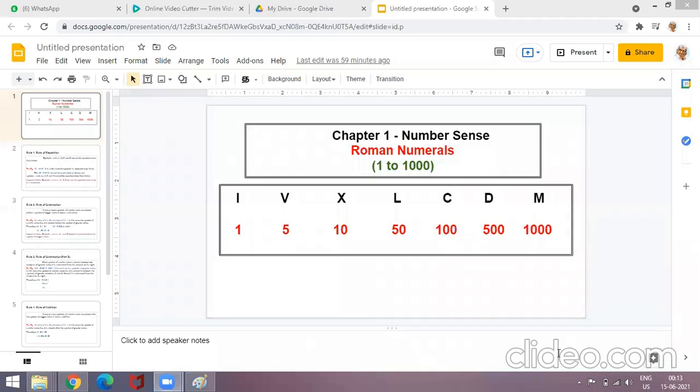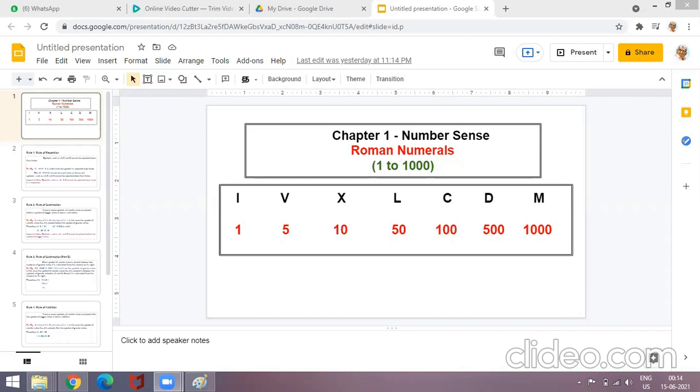Dear students, our today's topic is Roman numerals from chapter 1. For your grade 4, you have the numbers ranging from 1 to 1000. You may ask me, why is 0 exempted from this? Because there is no Roman numeral representation for the number 0. What actually is Roman numeral representation, ma? The Roman numeral representation is nothing but the representation of the numbers using the alphabets or the letters.